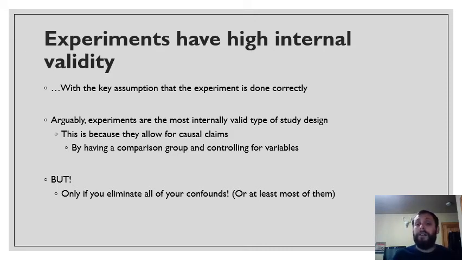Now, I want to note it's actually not really possible to eliminate all of your confounds. So we're really just trying to control for most of them. This is things like making sure everybody has the same exact computer screen they're looking at, or the same exact teacher is teaching whatever classes are the experimental conditions, so that we know that teachers aren't causing anything to do with the dependent variable.